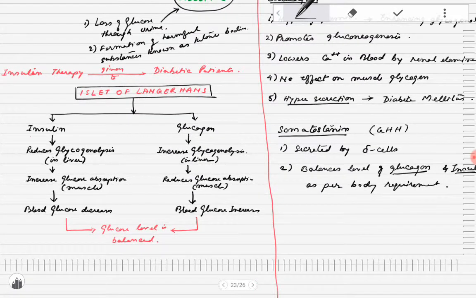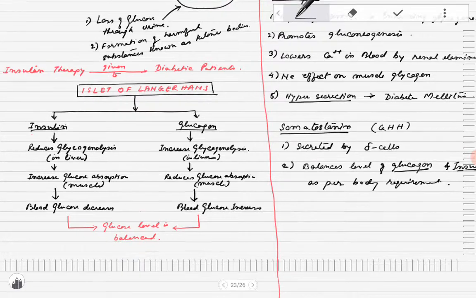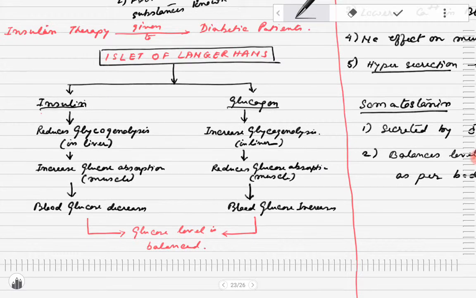So, the cycles of the islet of Langerhans. The islet of Langerhans secretes the insulin and the glucagon. This insulin reduces glycogenolysis in the liver, whereas glucagon increases glycogenolysis in liver. Insulin increases the glucose absorption in muscle, whereas glucagon reduces glucose absorption in muscles. Next, insulin decreases the blood glucose, and glucagon increases the blood glucose. So this decrease and increase from both sides balances the glucose level.